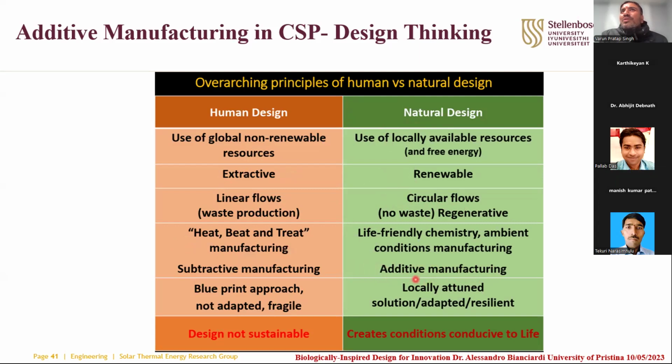Now, maybe you people are very familiar with additive manufacturing being mechanical. Now we are thinking about additive: we are adding things in, whereas previously we were subtracting things. And there is a blueprint approach, meaning there is a design, you must do things, and it is not adapted, so it may become fragile. At the same time, what nature generally does is locally adapted solutions, adaptive and resilient. And generally it creates conditions which are conducive to life.